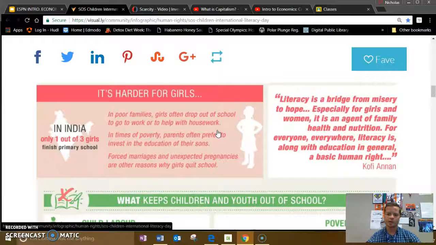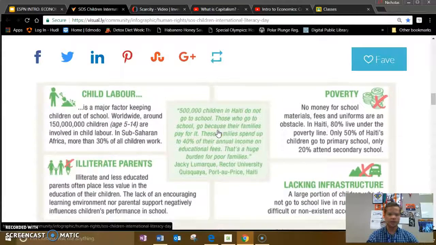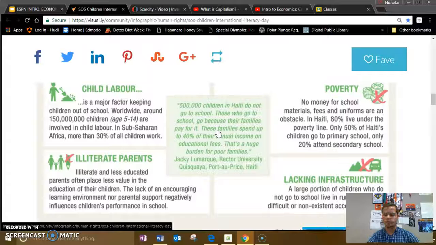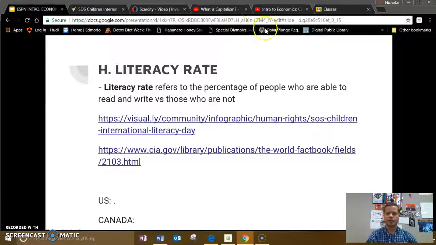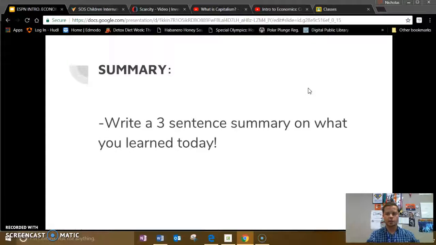And then, again, it's just harder for girls because in poorer families, girls are expected to come home and work on the house, and also they're maybe forced into a marriage, unexpected pregnancy, anything like that can keep a girl out of school. Child labor is another reason why children aren't going to school. Illiterate parents, less likely if your parents are illiterate that you're going to be illiterate. Poverty obviously is a big factor, in lacking infrastructure. There's just a lot of these countries, again, are agricultural or rural, so they don't have a lot of the roads and systems in place for them to get to school and have a good education. So it's usually lucky if they are literate because of that infrastructure.